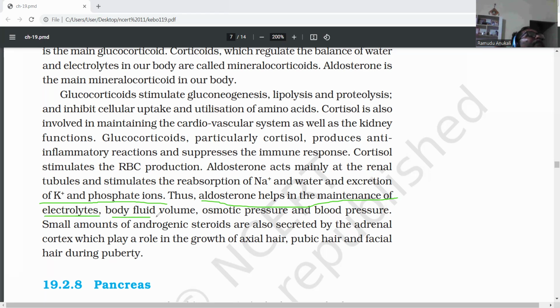So, the body fluid volume, osmotic pressure, blood pressure. A small amount of androgenic steroids are also secreted by the adrenal cortex, which play a major role in the growth of axillary hair, pubic hair, and facial hair during puberty.